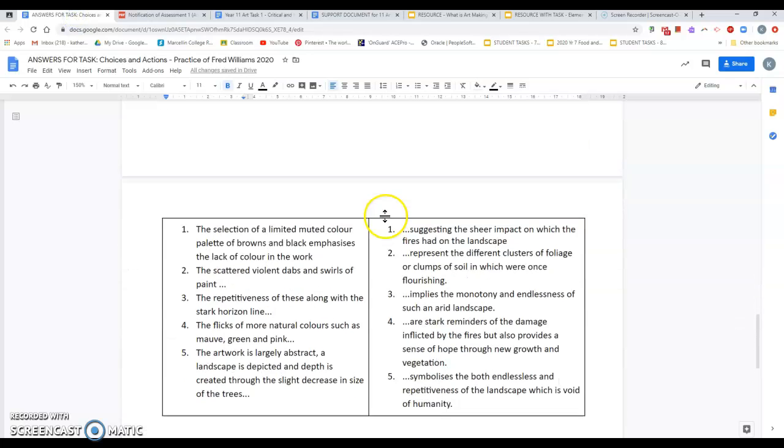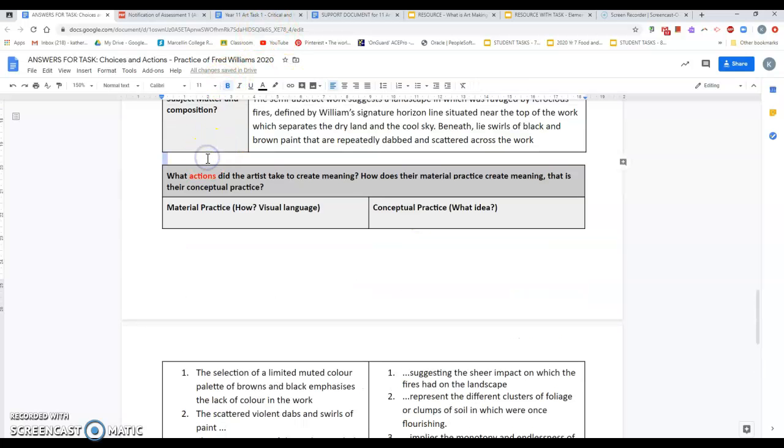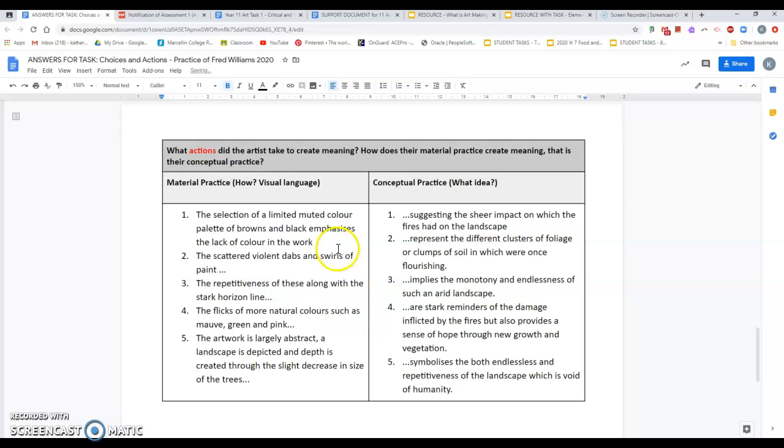Okay, so I'm going to read through these because these are straight into my response. So here is, I'll just put this down so you can see it make a bit more sense. Okay, so we've got the hows and we've got the ideas. The selection of a limited muted colour palette of browns and blacks emphasise the lack of colour in the work, suggesting the sheer impact which the fires had on the landscape. Now that's much more descriptive with a lot more adjectives than I saw a lot of your responses had. So please make sure you're really bulking up with art language and vocab, painting a colourful picture.